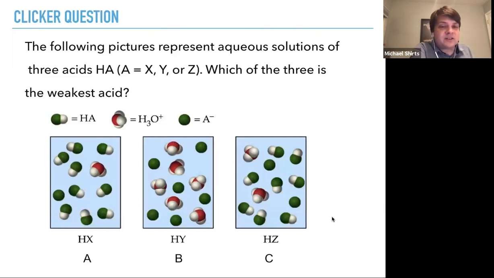Here's a brief clicker question just to make sure this is burned into your brain. The following represents aqueous solutions of 3 acids. Which of the 3 is the weakest acid? I'll pause and let you think about that. Notice the legend. HA would be the green and white molecules. H3O+ is red and white, and A- is just the green alone, and neutral water is not depicted.